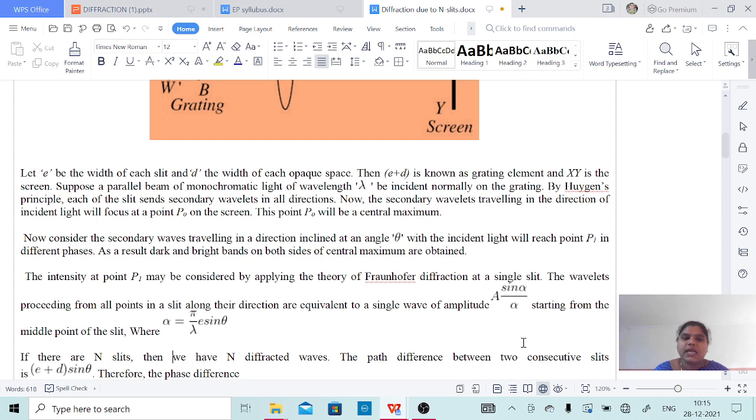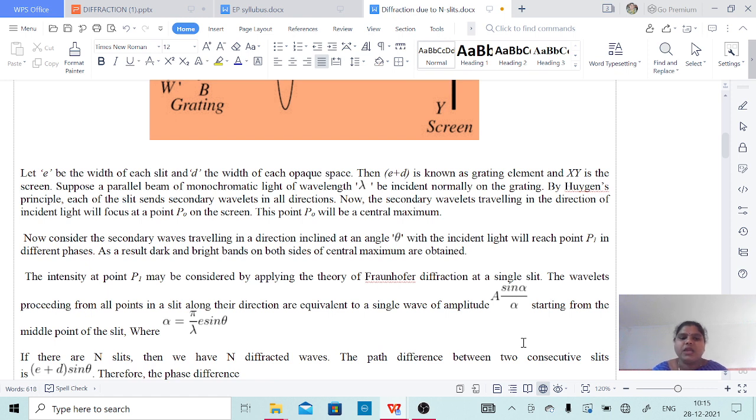Now consider the secondary waves traveling in a direction inclined at an angle theta with the incident light, which will reach point P1 in different phases. The angle of deviation is theta, and P1 is another point that gives us a maxima or minima. As a result, dark and bright bands on both sides of the central maxima are obtained. Whenever we use a monochromatic source, we obtain bright and dark bands, while with polychromatic light we get VIBGYOR colors as orders with intensity variation.